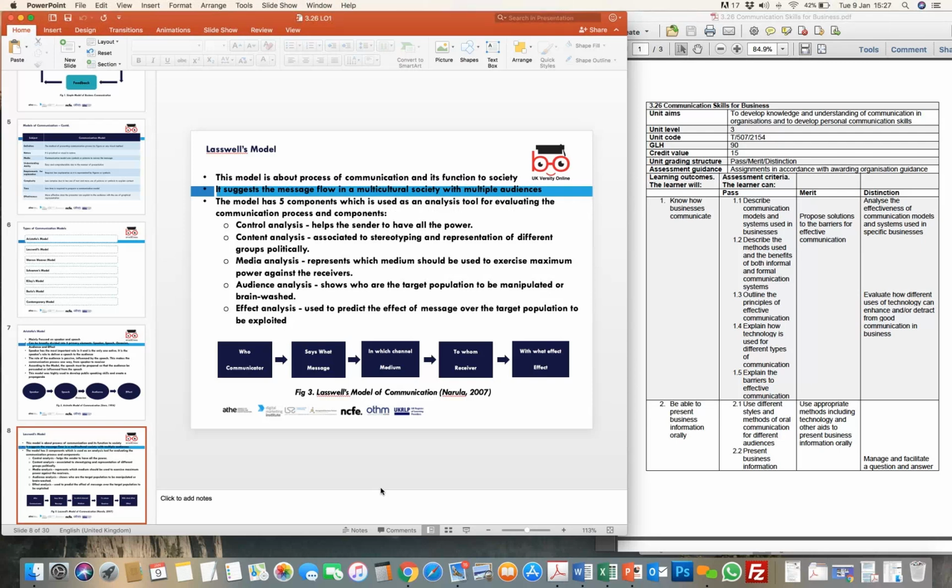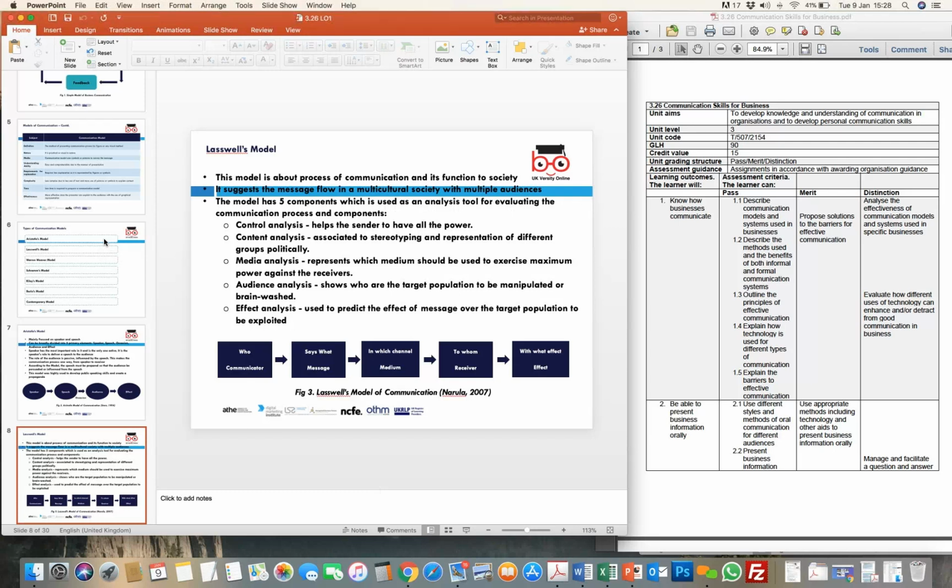So here this model also has five components. It is again a linear model of communication in which the person who's speaking is the most influential. Here the five components are not divided into the sender, receiver, feedback, and the process of the message, but into five different components, and these consist of who says what, in which channel, to whom, and with what effect.